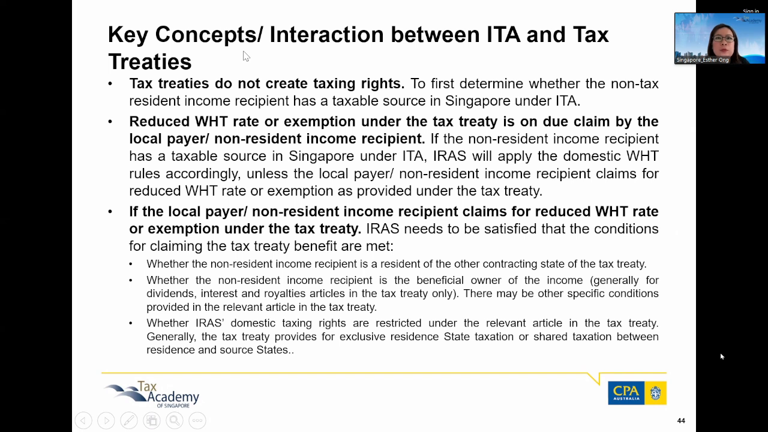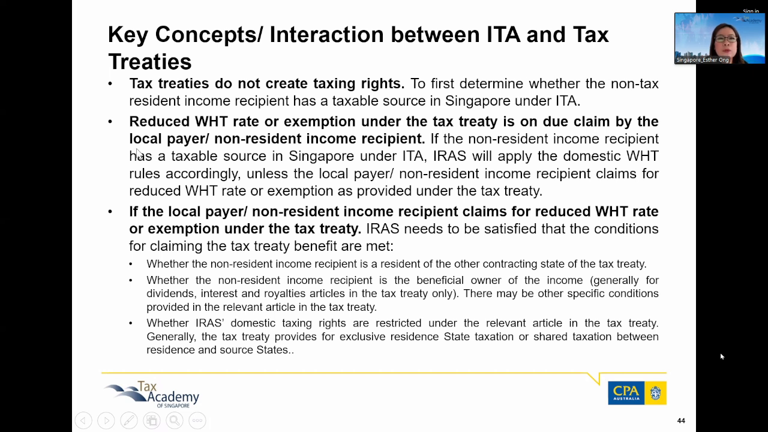So some important principles that we should bear in mind between our Income Tax Act and tax treaties. First of all, tax treaties do not create taxing right. So in our Income Tax Act, if we say that a particular type of payment or income is not taxable, we cannot then use the tax treaty to say that we want to tax that income. So first of all, we should always look under our domestic tax law whether we have the taxing right. If not, then we don't use the tax treaty to create additional taxing right. The tax treaty is merely to reduce or exempt certain tax.